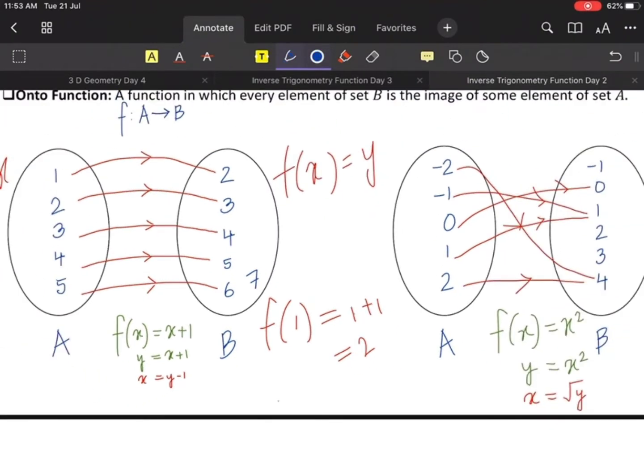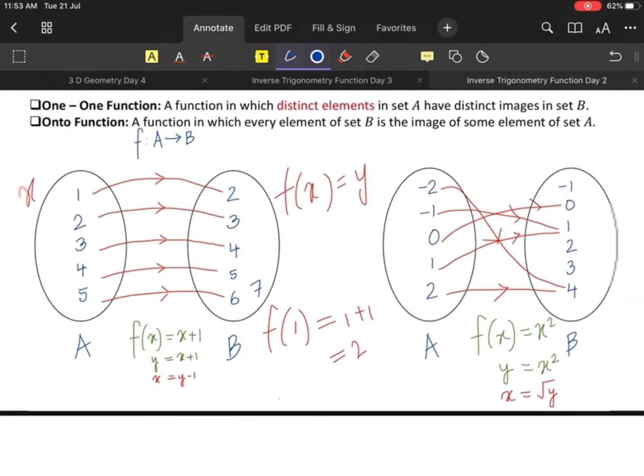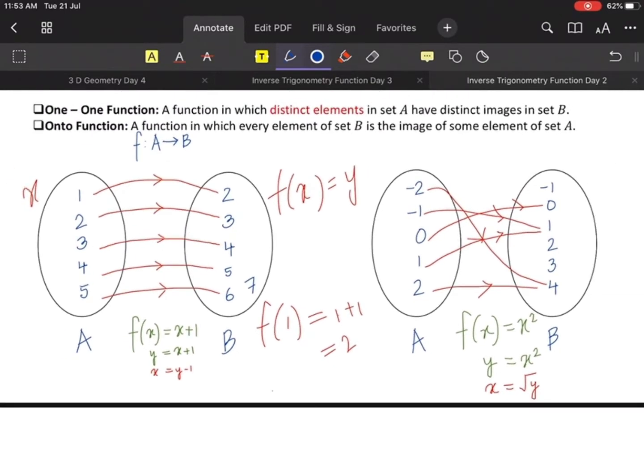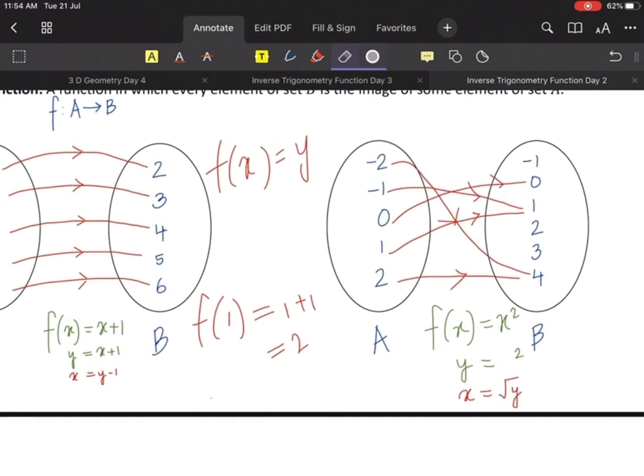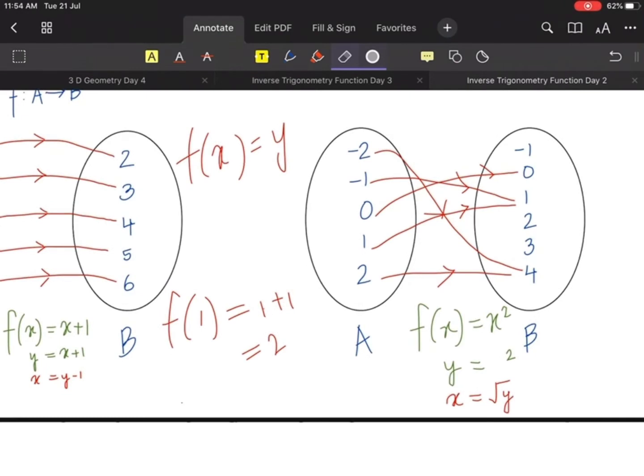So now if I put an element 7 in there, can you tell me, will it be onto? No, it won't be onto because there is one element in set B which has no image in set A, right? So it is not onto. Understood? Am I clear? Okay. Please copy it down as fast as possible.